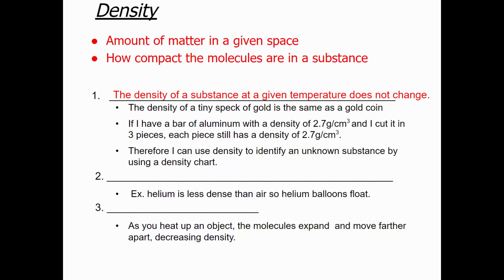And so density is what we call an identifying property. Pure substances at a given temperature have a characteristic density. Aluminum, for example, pure aluminum always has a density at a certain, I think it's 20 degrees Celsius, has a density of 2.7 grams per cubic centimeter. That's the density of aluminum. This is aluminum. So the density of this piece of aluminum, 2.7 grams per cubic centimeter.